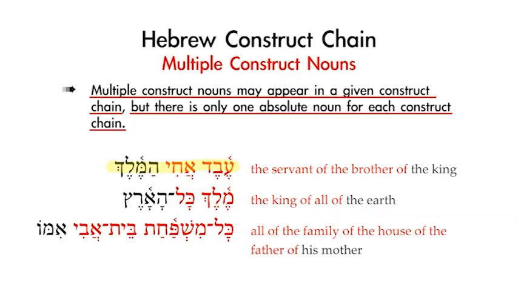In our second construct chain, we have, again, two nouns, Melech Kol, followed by a definite absolute noun, Haaretz, the king of all of the earth. In our final example, we have four construct nouns, followed by a definite absolute noun because it has a pronominal suffix. We have Kol, Mishpachath, Beith, Avi, Imo, all of the family of the house of the father of his mother. So in the grammar of the construct chain, you can have multiple construct nouns, but only one absolute noun. You can only have one final noun, and that final noun is always the absolute noun.